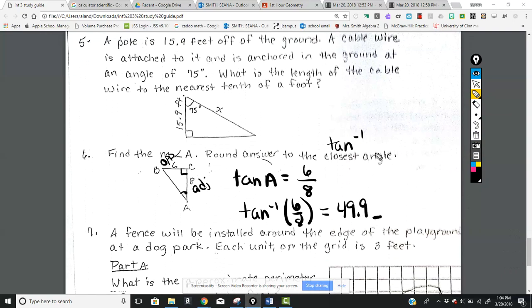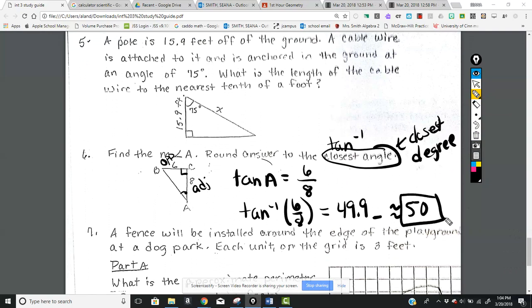I can't remember the number behind this, but it wants the closest degree. So the closest degree to that would actually be 50 degrees. If they ask you to take it to the nearest tenth, you could have put 50.0 possibly, but we're good on this. You know what? That is not right.